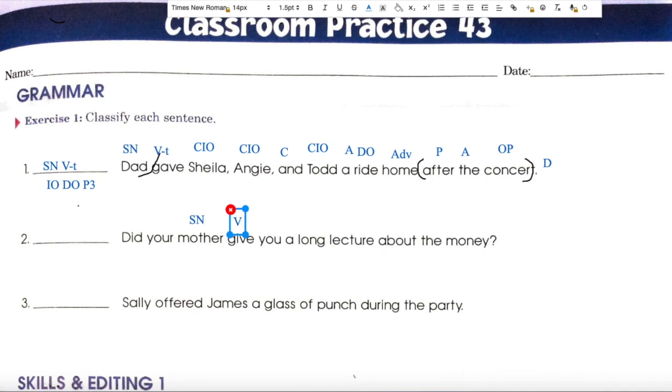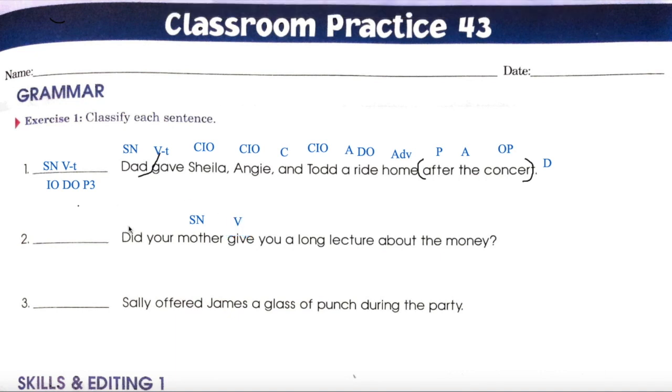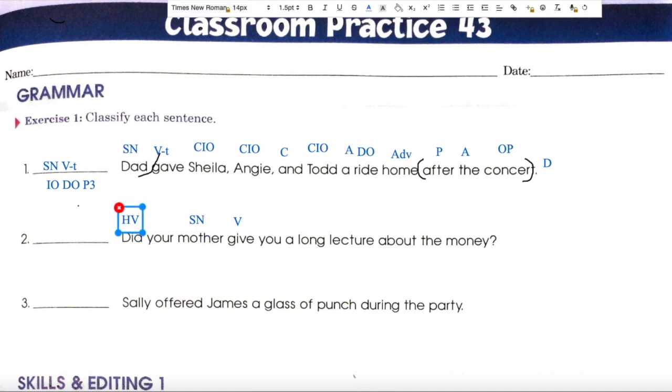We have another verb here, though. You should have noticed we have another verb, did. It comes before the main verb. That means it's a helping verb. Mother did give what? Lecture.